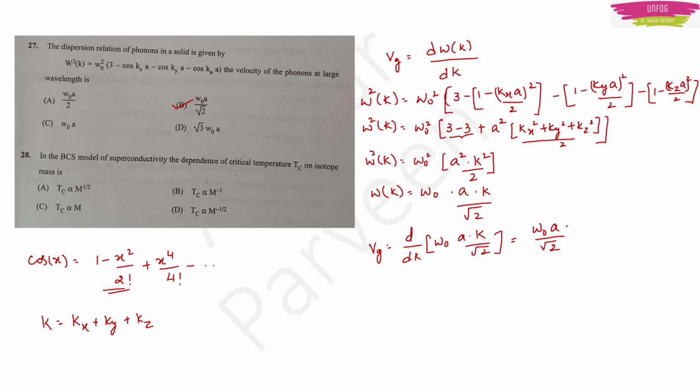Next question. In BCS model of superconductivity, the dependence of critical temperature Tc on isotope mass is, according to BCS theory, critical temperature decreases with increase in mass. Therefore, the critical temperature should be inversely proportional to mass, and therefore it is option B. The right answer is option B.